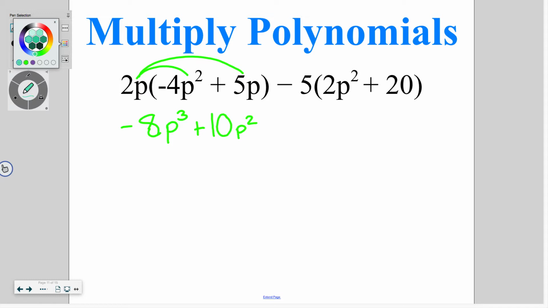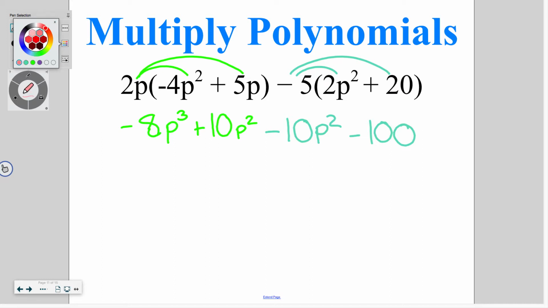We're going to go ahead and do the second distribution, which is negative 5 times 2p squared, which is negative 10p squared. And then negative 5 times 20 gives us minus 100. Now, since we had our two separate pieces, we're going to want to go ahead and check if there's anything that we can add or subtract.